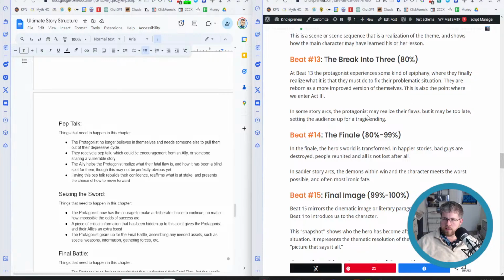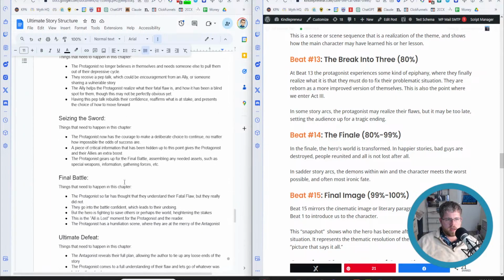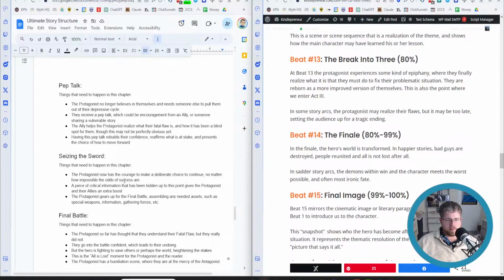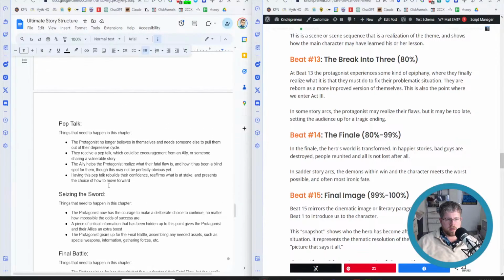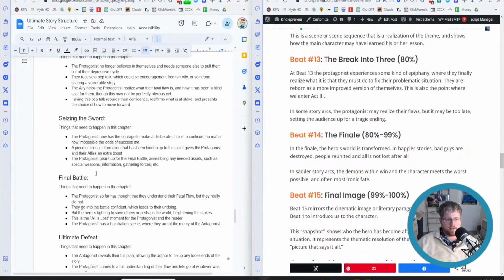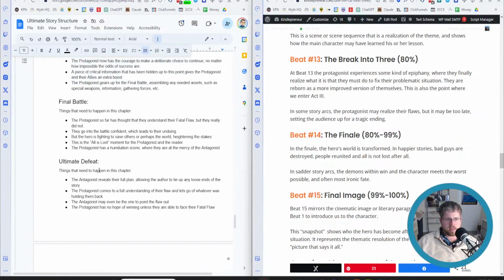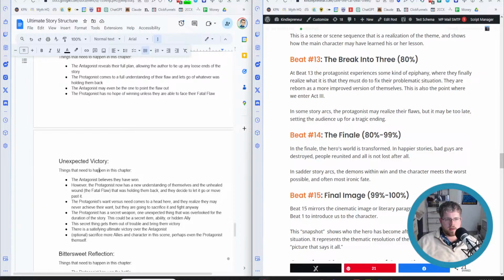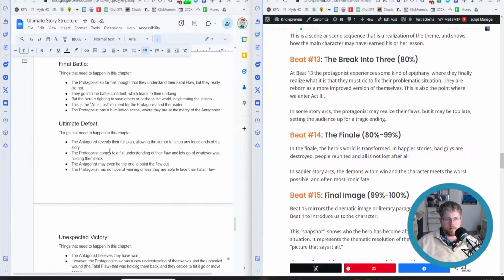In some story arcs, the protagonist may realize their flaws, but it may be too late, setting the audience up for a tragic ending. Okay. Well, this isn't really meant for tragedies here. So, seizing the sword. Final battle. Ultimate defeat. Yeah, that's the break into 3 here.